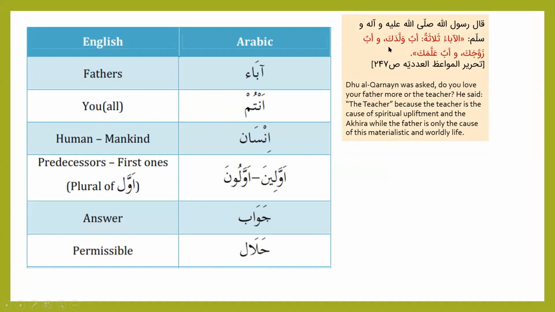Abun walladaka is your physical father who was the cause or the reason that he brought you to this world. Okay, the actual father actually. Wa abun zawwajaka is your father-in-law, the one who gives his daughter to you. Wa abun allamaka, and the third father is your teacher who teaches you. He's your father as well.